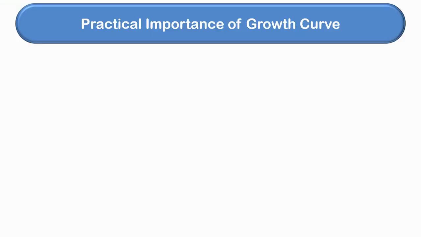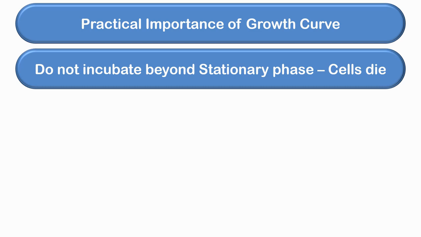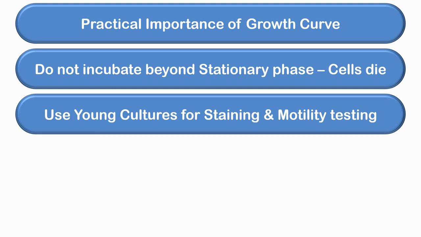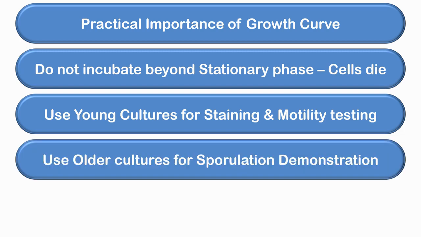So what is the practical importance of the growth curve? For those who are working on bacterial cultures, they should not incubate the culture beyond the stationary phase of the bacteria. Otherwise, the cells will die in large numbers. Secondly, we use samples from the exponential phase to demonstrate the size, morphology, motility, and also for staining purpose. The older cultures, however, are used to demonstrate the formation of spores in sporulating bacteria.